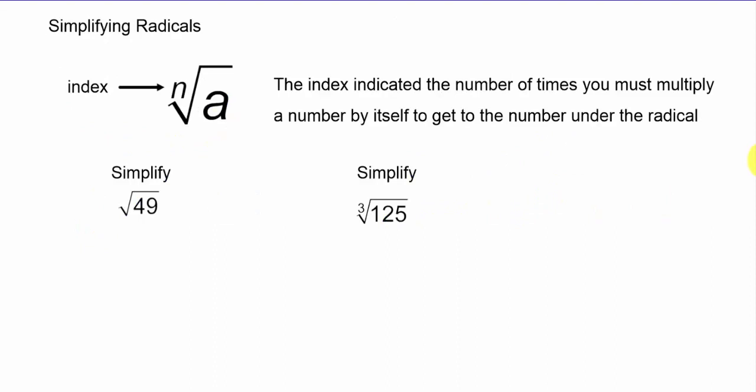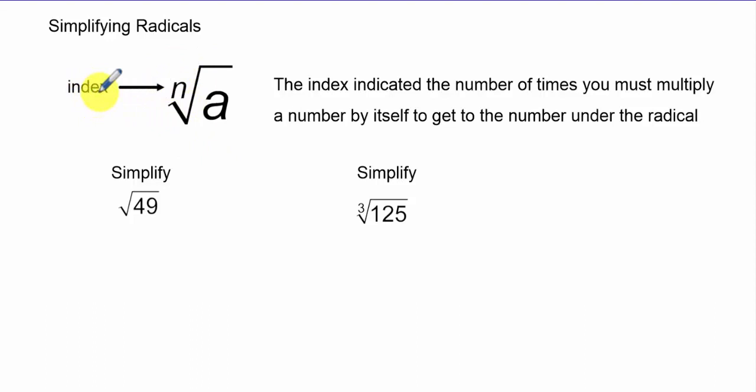Okay, moving on to simplifying radicals. Now, typically, you're used to just working with square roots probably at this point. But what we're going to do is we're going to expand that a little bit. So, in general, a radical looks like this, where we have this term inside the radical here, and then a term under the radical here. This term inside the radical is called the index.